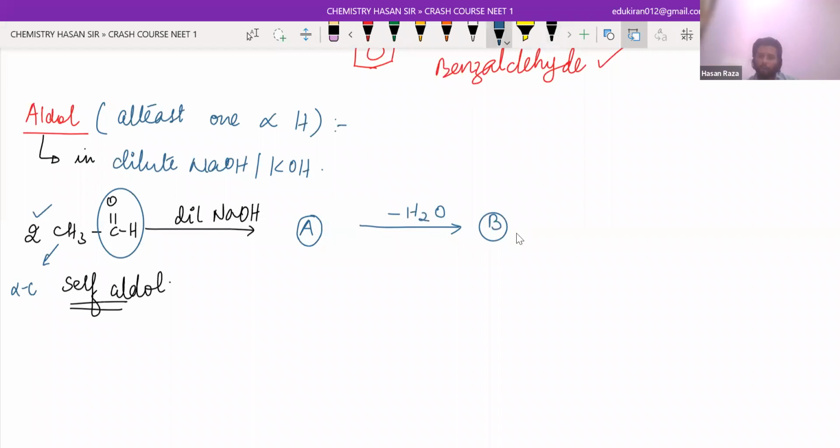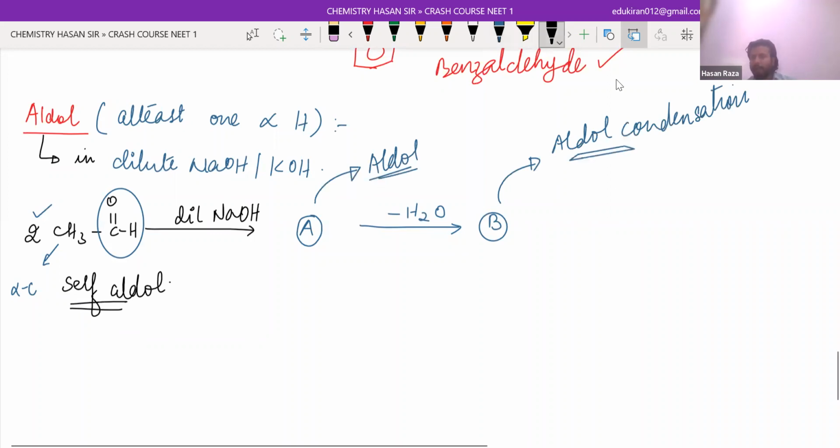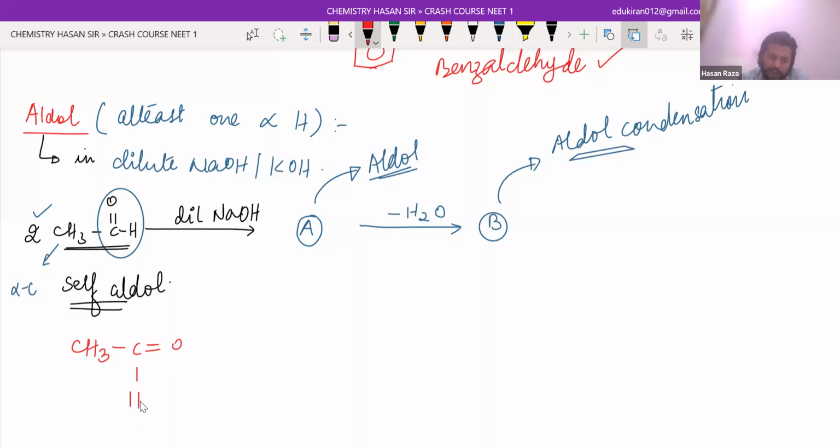So see what I'm going to do. This is known as aldol condensation. And this product is known as aldol, and this product is known as aldol condensation. So there is 2 mole of this. I'm going to take 1 mole of this like this, CH3 C double bond O and H is there. See how I'm going to write. First mole I'm going to write like this, and the second mole I'm going to write like this.